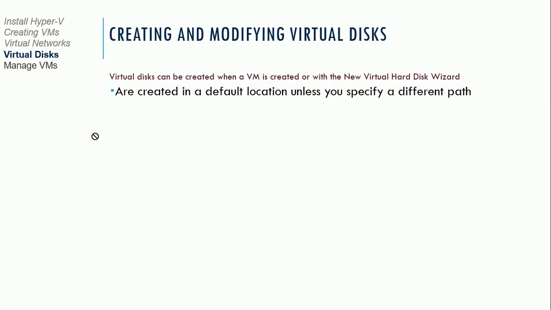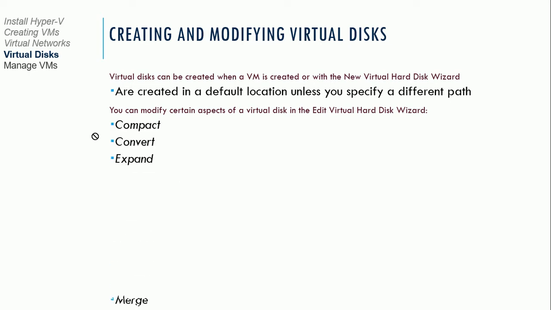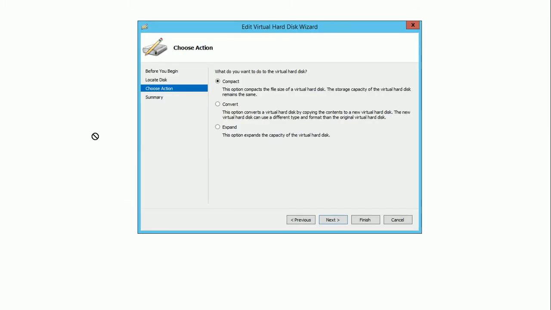So a virtual disk can be created when the VM is created or with a new virtual hard disk wizard. So even after a virtual machine is created, you can create additional disks if you like. You can specify certain aspects of a virtual disk. You can do compact, convert, expand, or merge, and also reconnect. This is what the dialog box looks like, and there's a little explanation of each one of those options here.